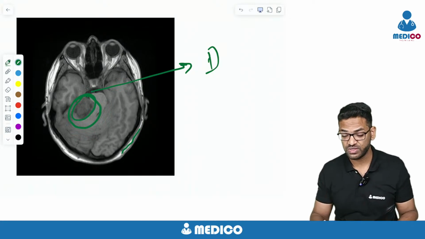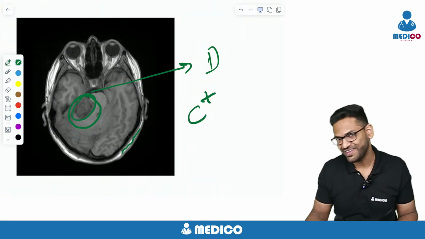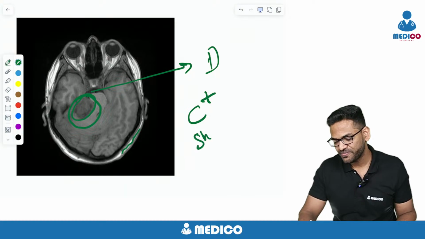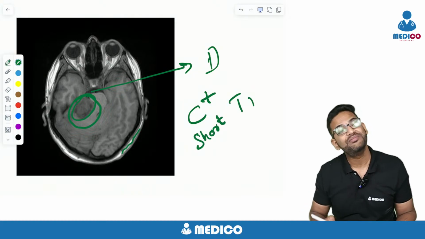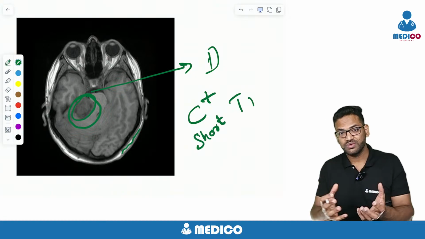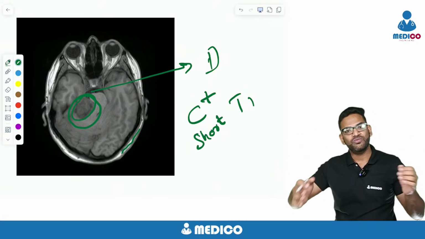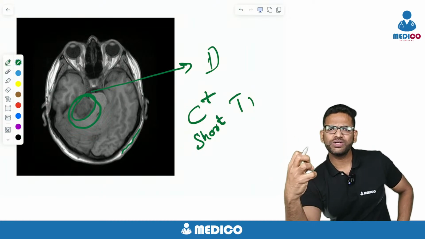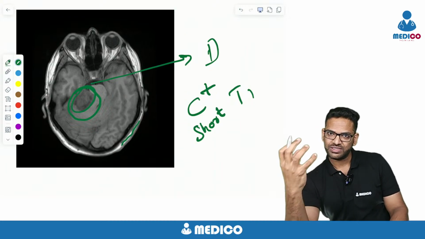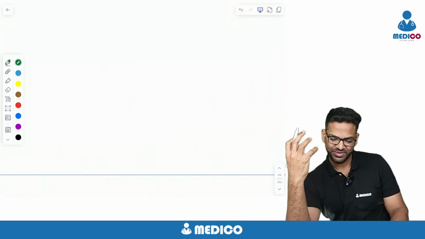You give contrast because contrast has a short T1, and the tumor will take up contrast. When you do an MRI with contrast, the tumor takes it up, and the contrast in the tumor will make it bright. Okay, so I'll show you.